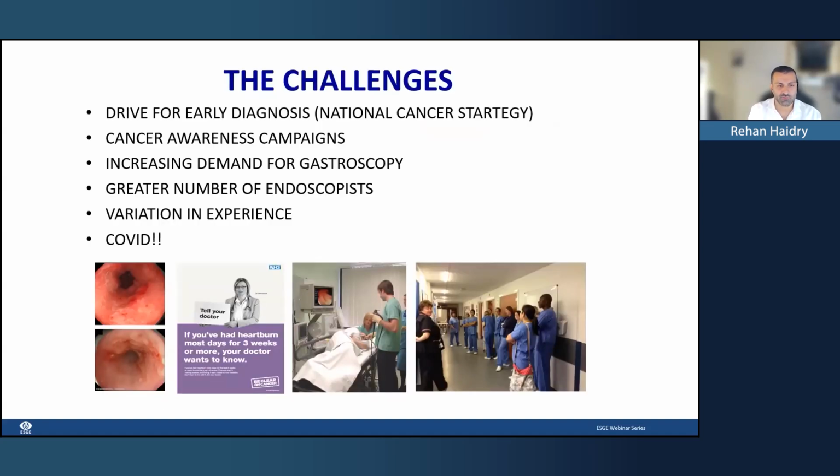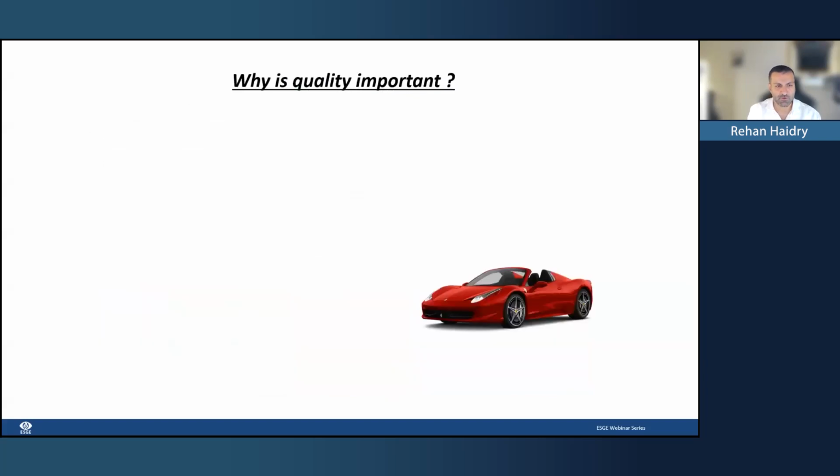What are the challenges for all of us? The drive for early diagnosis is really big, especially after the pandemic. National cancer strategies and waiting lists mean that we need to scope patients early. There's a massive increase in demand for upper endoscopy through primary care. And as a result, we need a greater number of endoscopists. We need to enhance our training and reduce the variation in experience.